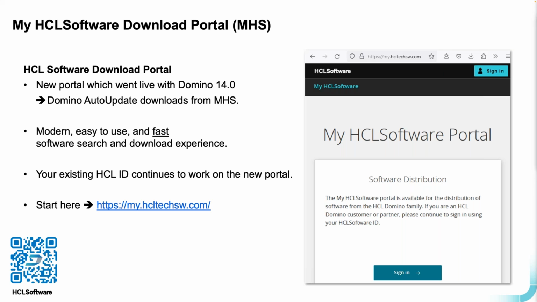So this new software download portal is available at my.hcltechsoftware.com, and you can open up that page either by typing in the URL or by scanning the QR code displayed to the lower left here. I'm showing this QR code because behind the scenes, Domino Auto Update leverages this My HCL software download portal to pull software packages. So this will be quite interesting for you.